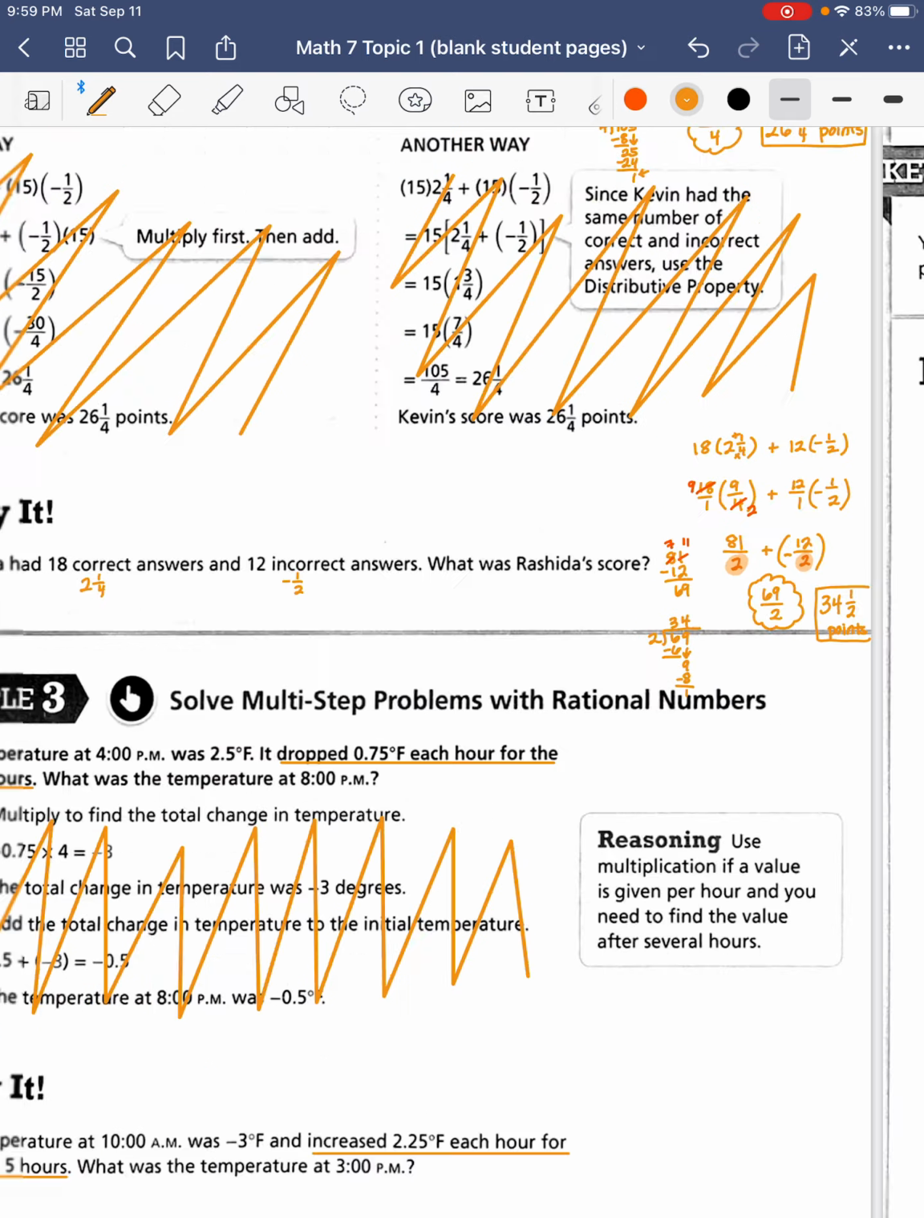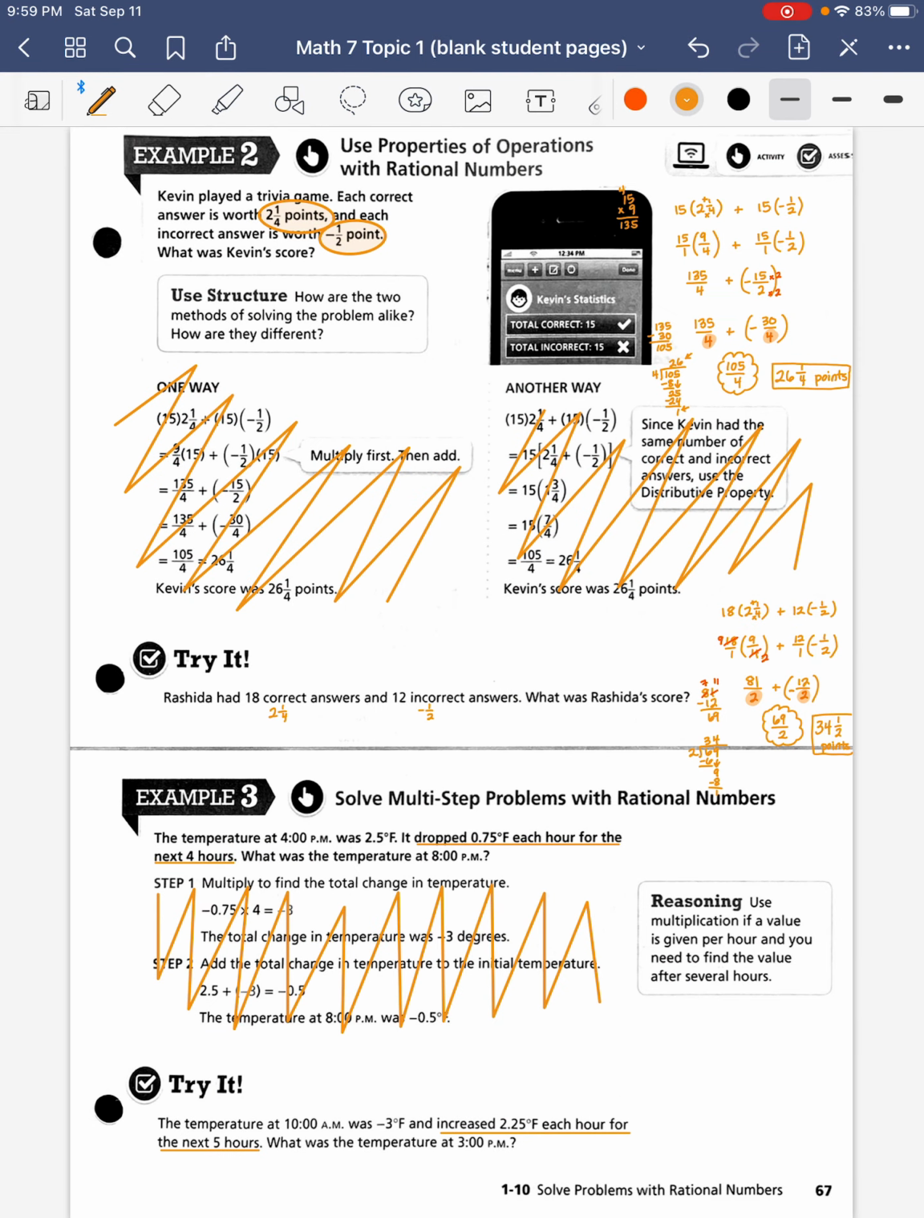Okay. Moving on to example 3. The temperature at 4 p.m. was 2.5 degrees Fahrenheit. It dropped 0.75 degrees each hour for the next 4 hours. What was the temperature at 8 p.m.? So I'm going to do this in 2 steps. First, I'm going to figure out the total change in the temperature.